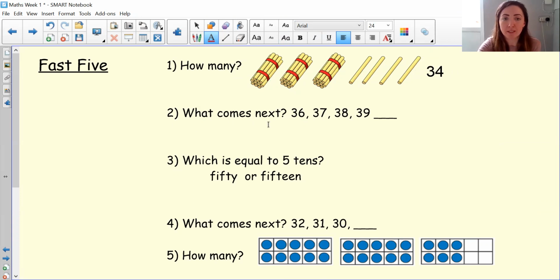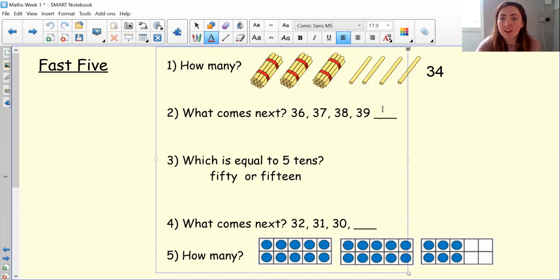Then number 2, what comes next? 36, 37, 38, 39. Now, if we look at the pattern of the numbers, I can see that as we count, the numbers are getting bigger, which must mean that we're counting forwards. So we're counting forwards in ones. Each time the second digit goes up by 1. So after 39 comes 40.